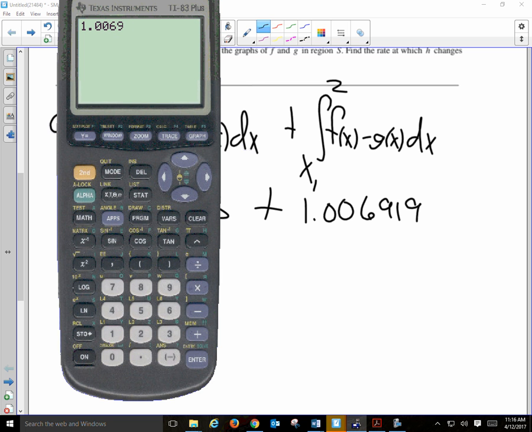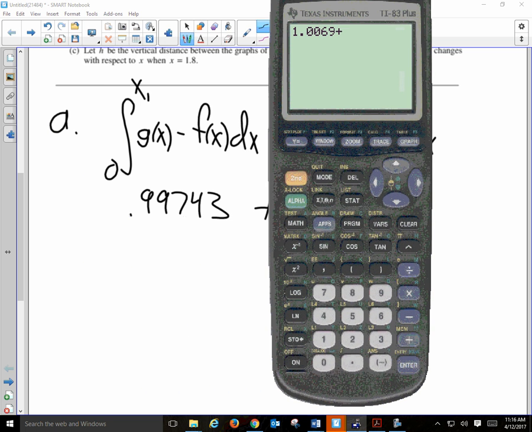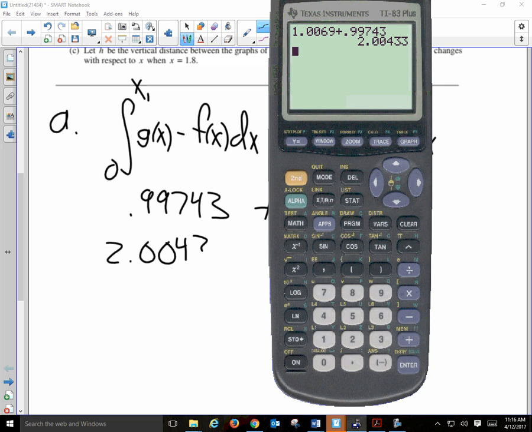1.0069 plus, and we've got 0.99743, and our final answer just needs to be rounded to 3 decimal places. So 2.004. If you want to write the other one on, you sure can, or you can leave it off. Everybody okay with that? All right.